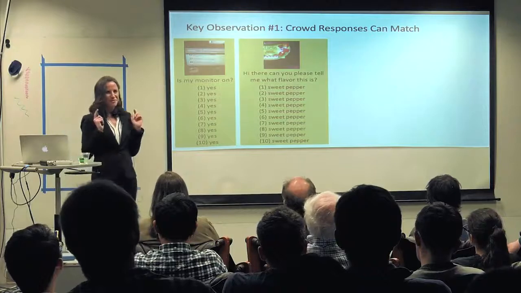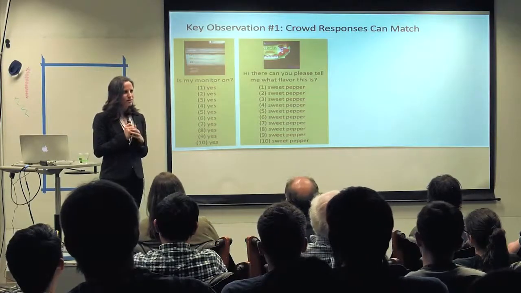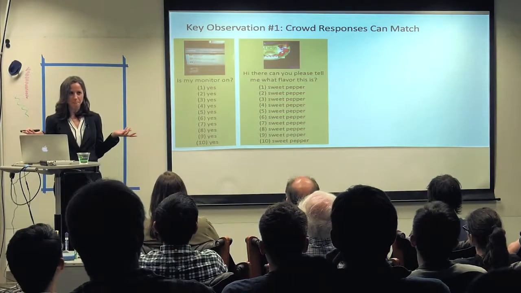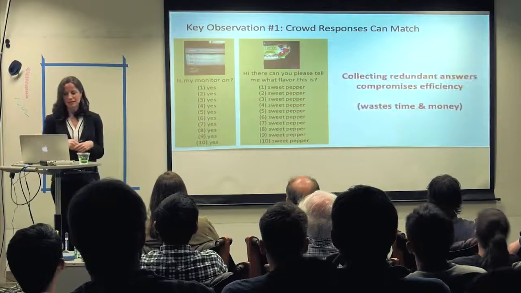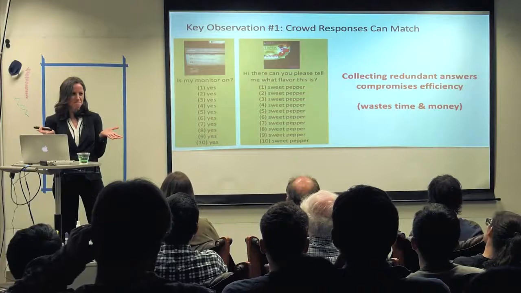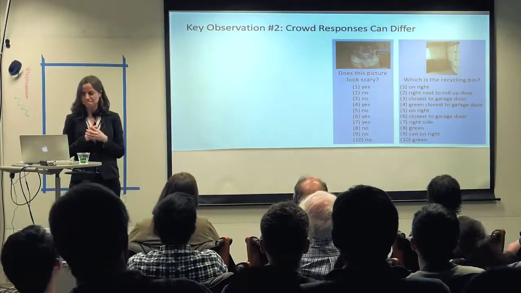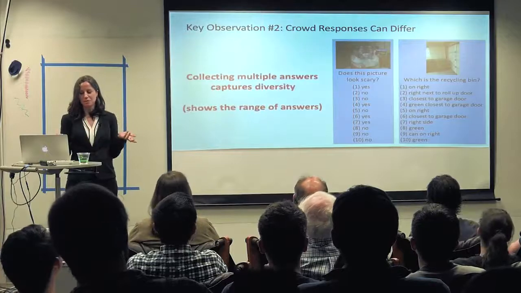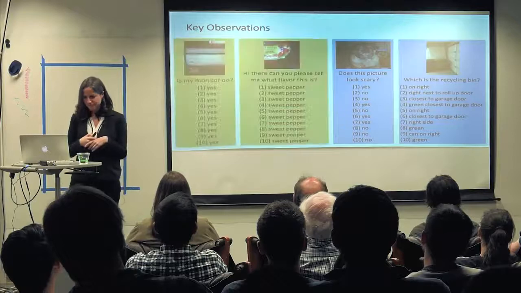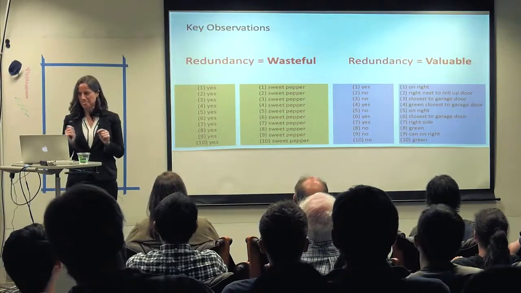Key observation, again, we collect multiple results for each task from different people, is that sometimes crowd responses can match. When that's the case, collecting redundant answers compromises efficiency. It's a waste of time and money. Other times, crowd responses can differ. In that case, collecting multiple answers captures diversity, shows the range of plausible answers. So if we really distill that down, redundancy can be wasteful or valuable.